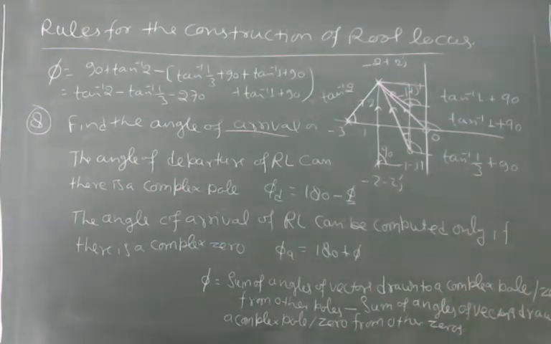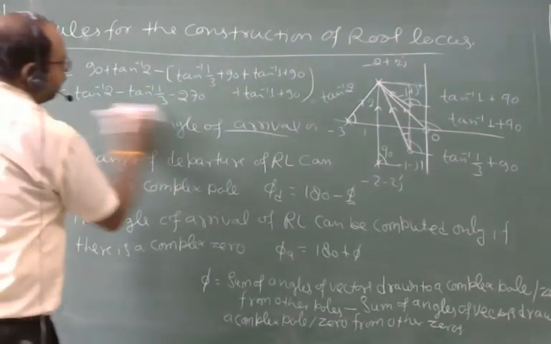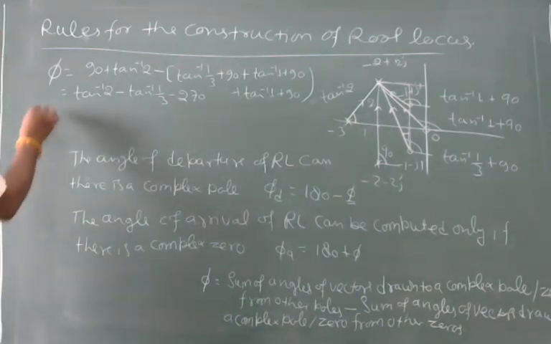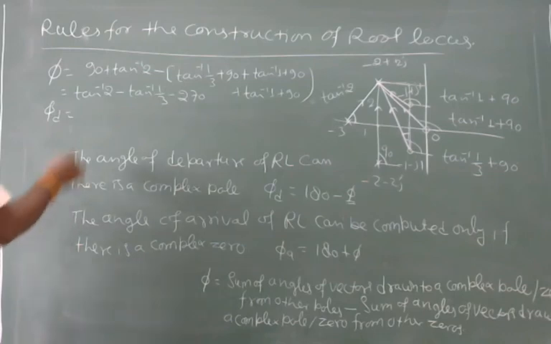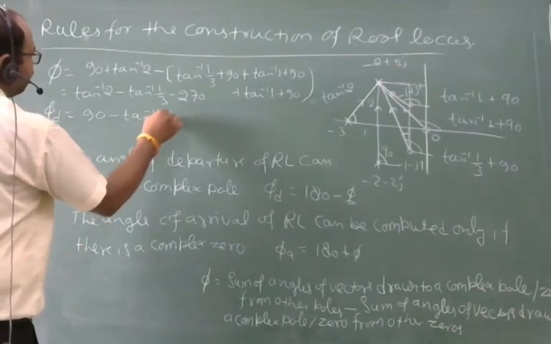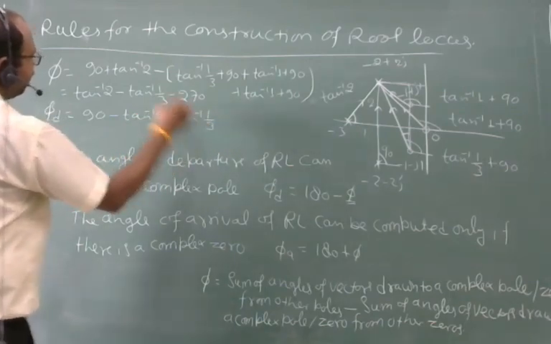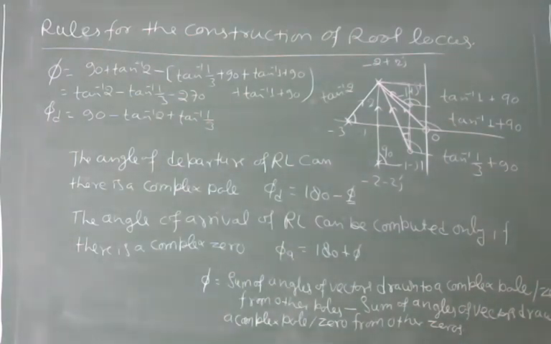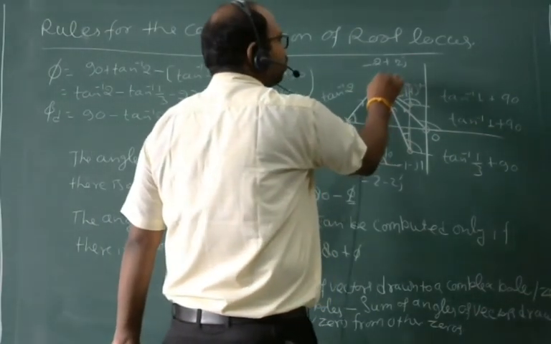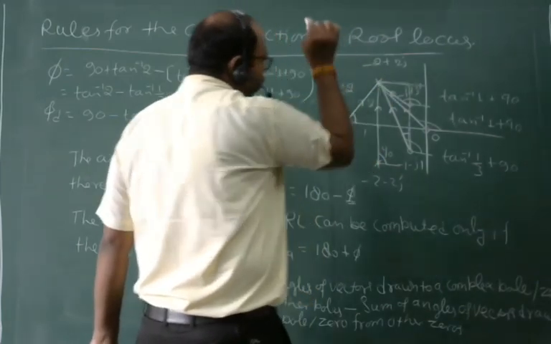And what will be angle of departure? Angle of departure will be 180 minus phi. So, phi d will be 180 minus this angle. So, this will be 90 minus tan inverse 2 plus tan inverse 1 by 3. Right? This is the angle of departure. Means at which angle the root locus branch will depart from this pole.